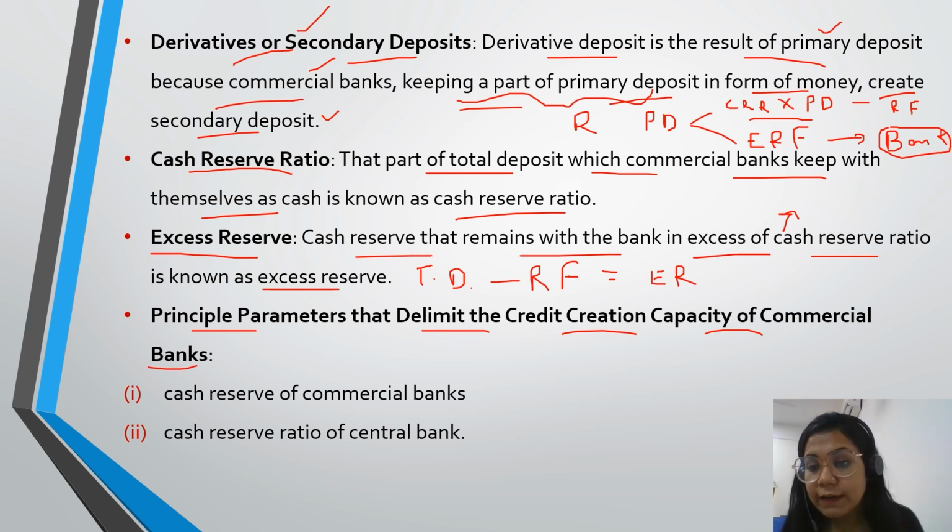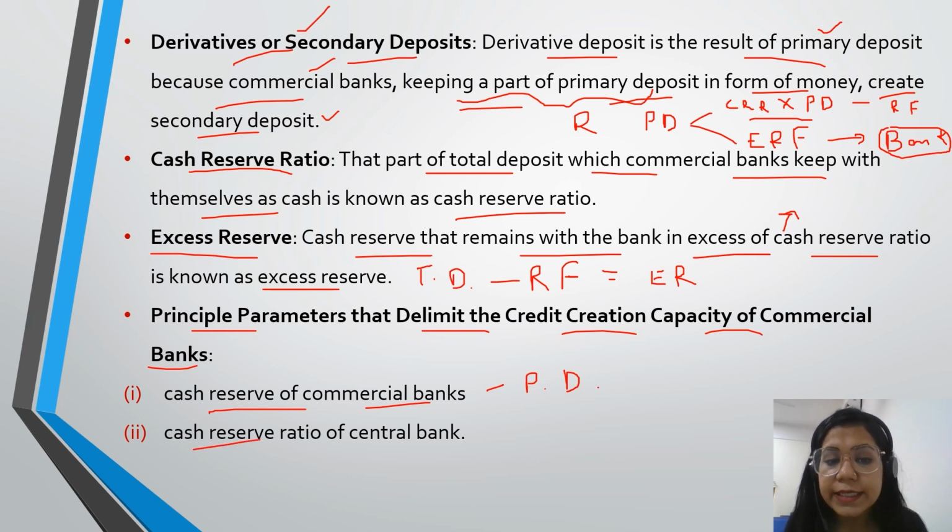Now what are the principal parameters that delimit the credit creation capacity of commercial banks? In total we had done 8 limitations which limit the capacity of banks to create credit. But among them there were two principal parameters. One was the cash reserve of the commercial banks, or it is actually the primary deposits. Why do they limit the credit creation? Because primary deposits are deposited by the public, and if they deposit less amount, then credit creation capacity is less.